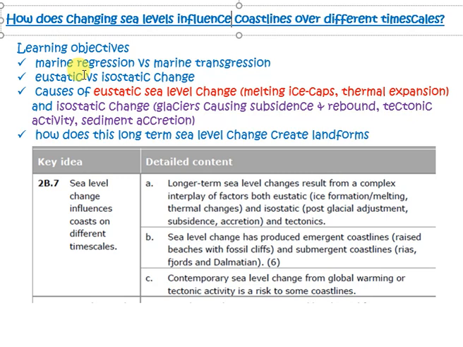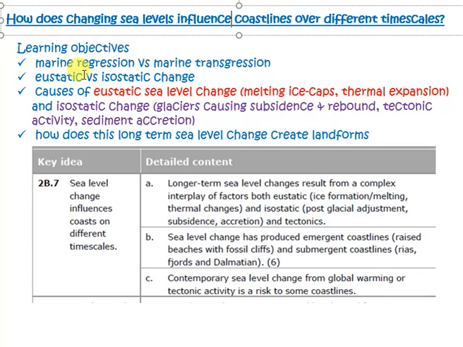Isostatic change is when the land height changes in relation to the sea level. So land can either spring up or subside down. You can see it's getting a bit more complicated. We can have more or less water in the oceans, but we can also have land and continents rising or falling. And it's a combination of eustatic and isostatic change which determines whether we've got marine regression or marine transgression.